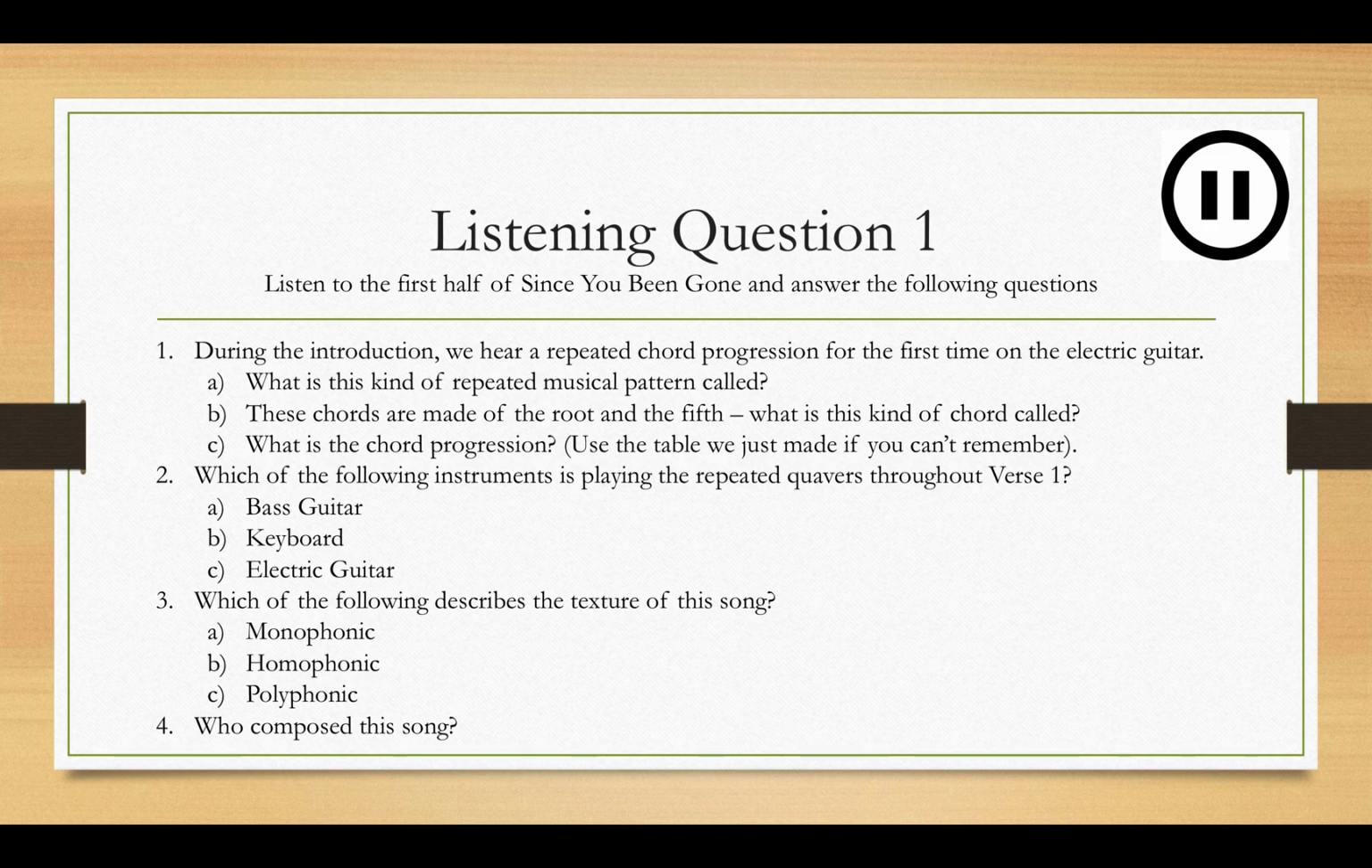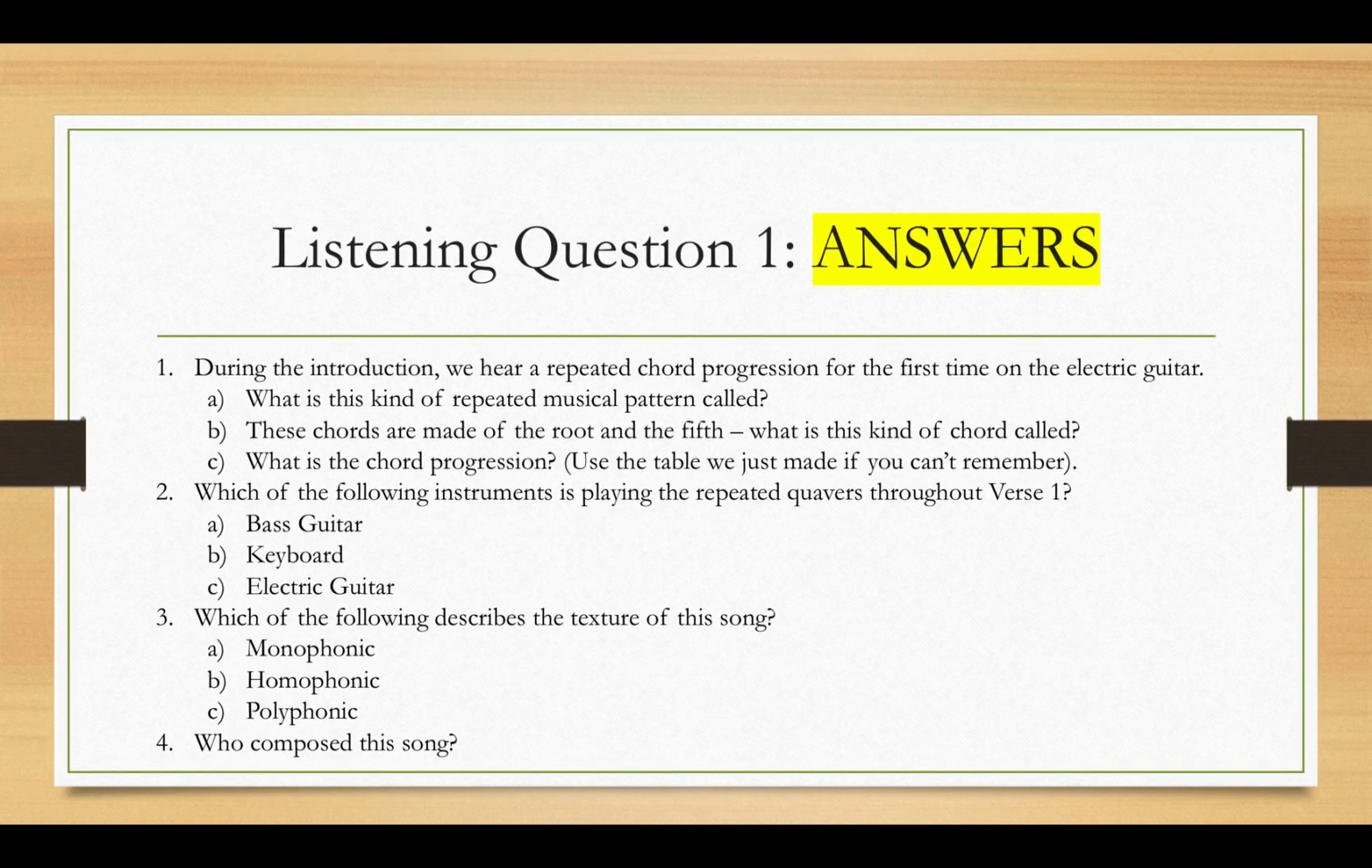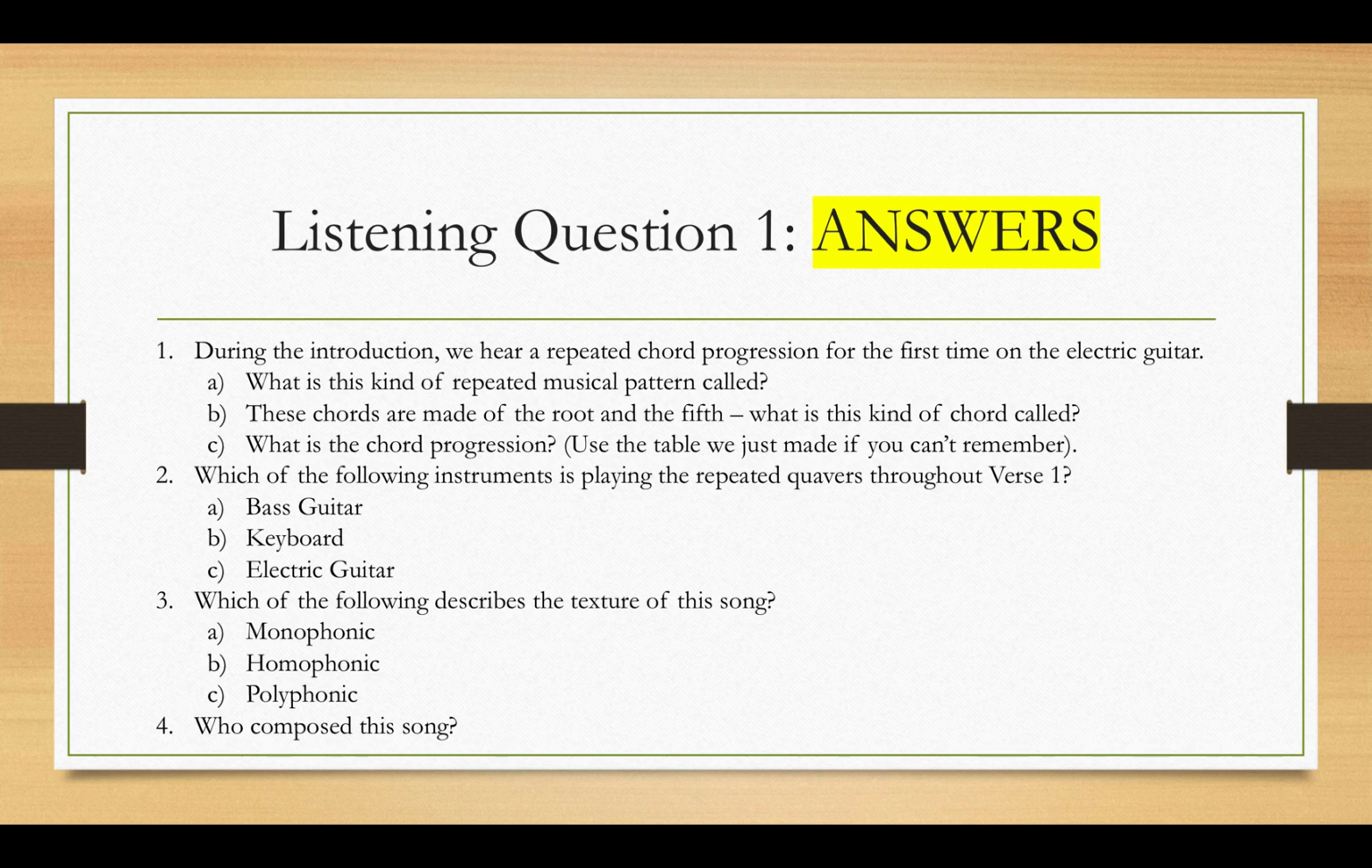Okay, let's go through the answers to these questions. Swap coloured pens. The repeated chord progression that we hear at the beginning goes da da da da da da da da da da, and it keeps going for a long time, so we know that that's called a riff. These chords are just made of the root and the fifth. There's no third in the chord, so that's called a power chord.